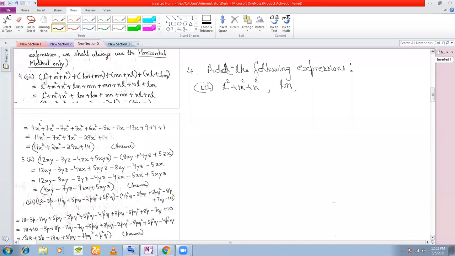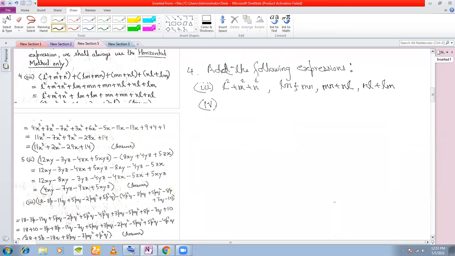You have lm plus mn, and the next one given here is mn plus nl. And lastly, nl plus lm. So you have to add up these 4 expressions. And 4, 4 also I have solved.